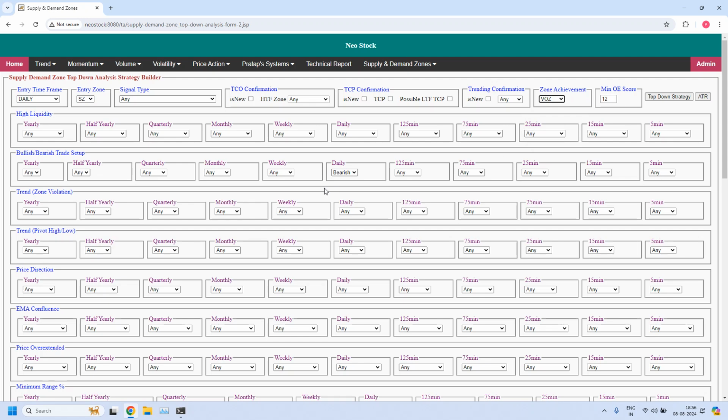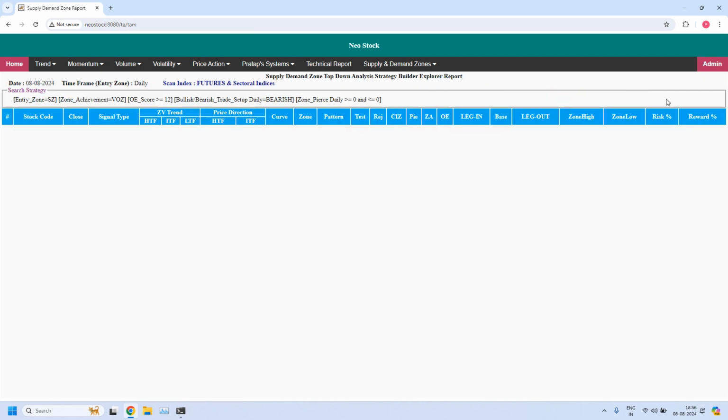Now this is for the bearish trade setups, daily bearish trade setup, entry time frame. Now I am generating the filter. Now none of the stocks are currently supporting any bearish trade setup for monthly income trade.